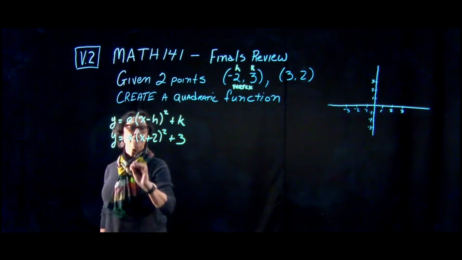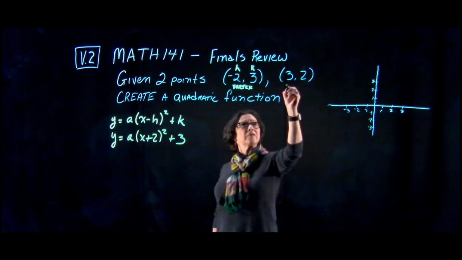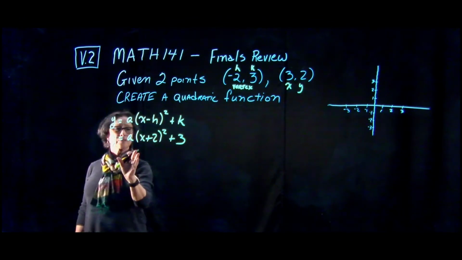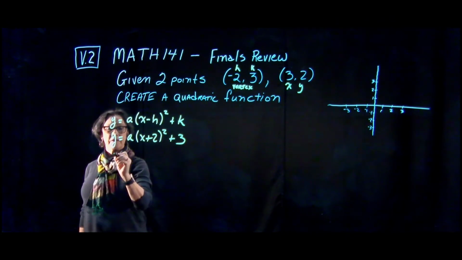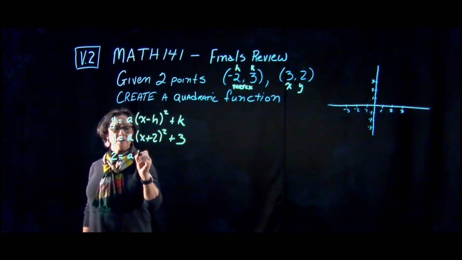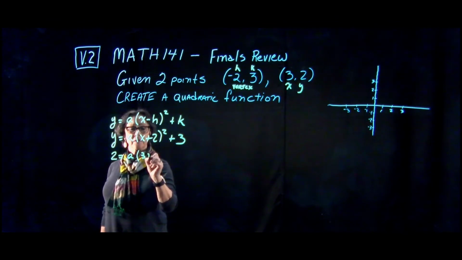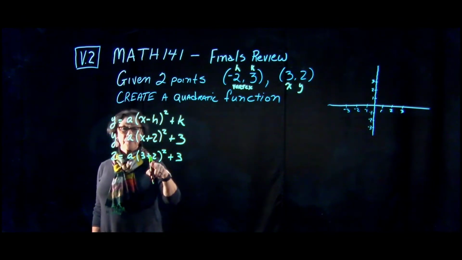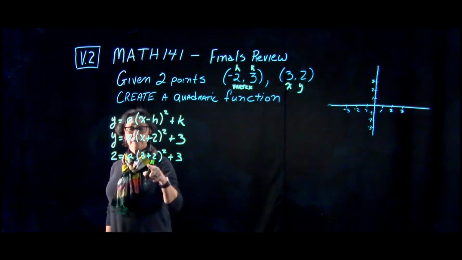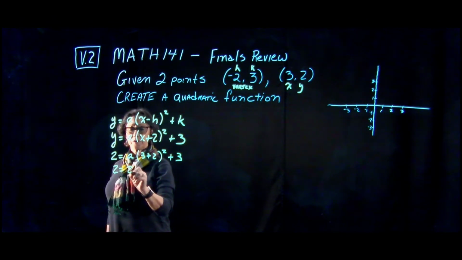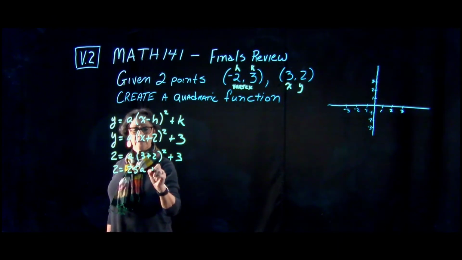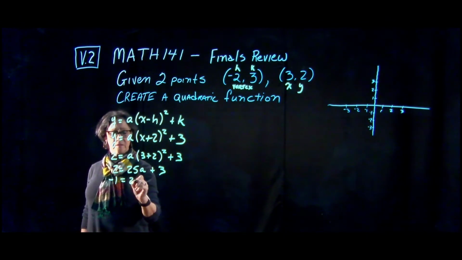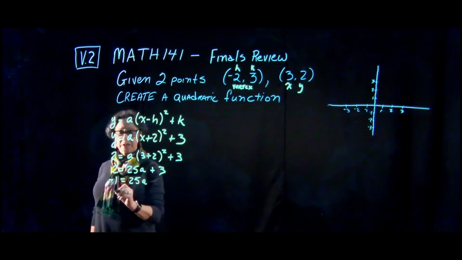So now I need to solve for a using my x and y value from the other point that is not the vertex. I'm going to plug that into this equation here. My y value is a 2, and my x value is a 3. Combining these, I get 5 squared. That gives me a 25. 2 equals 25 times my a plus 3. I'm going to subtract 3 from both sides and divide by 25.